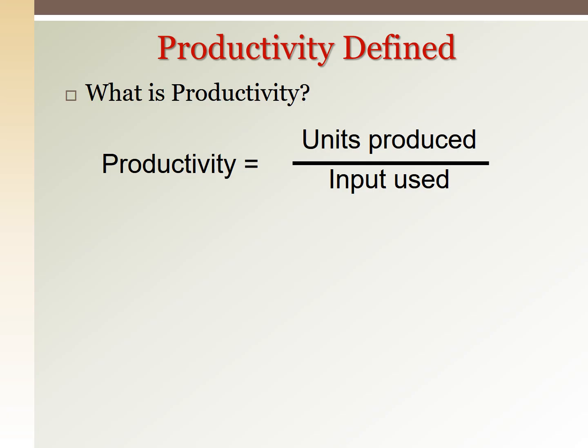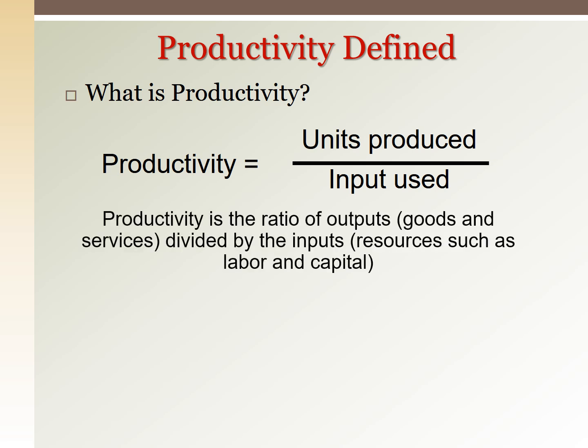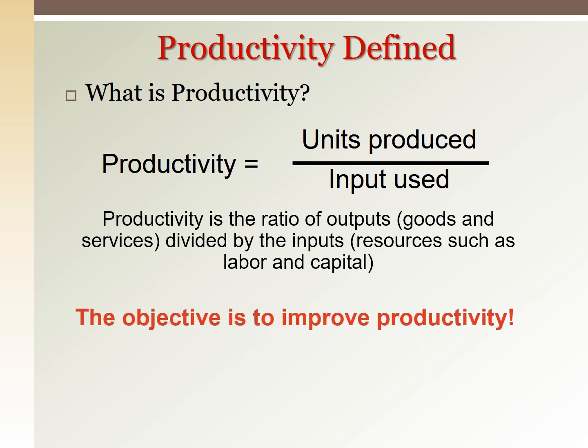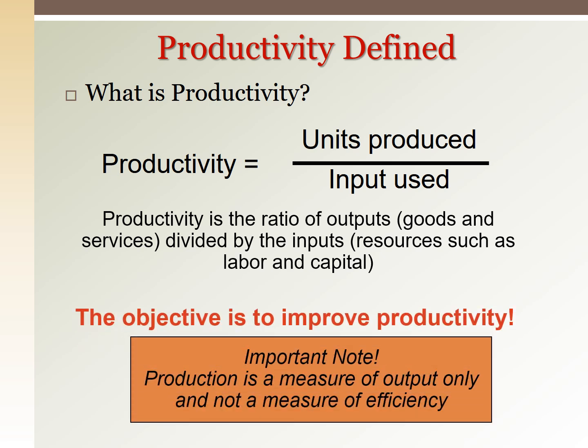Productivity. Productivity is basically the units produced divided by the input used. So it's the ratio of outputs, goods and services, divided by the inputs, resources such as labor and capital. The objective is to improve productivity. Now, important note, production is a measure of output only, but it is not a measure of efficiency.